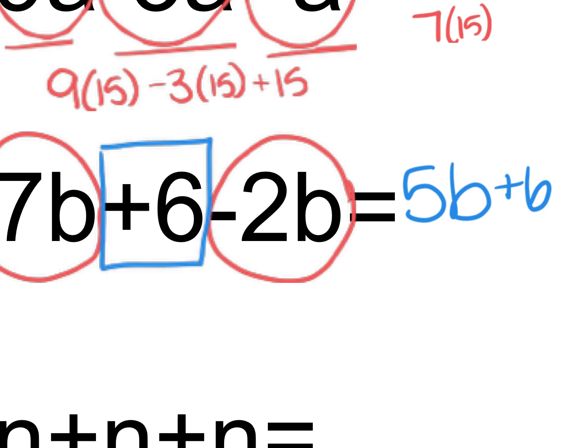So when I start this expression, if I look at this, I can say, okay, how many different types of terms do I see here? Well, I see b terms and I see constants. There are 2 different types of terms happening here. So my final answer should have 2 different types of terms. I should have a b term and a constant.